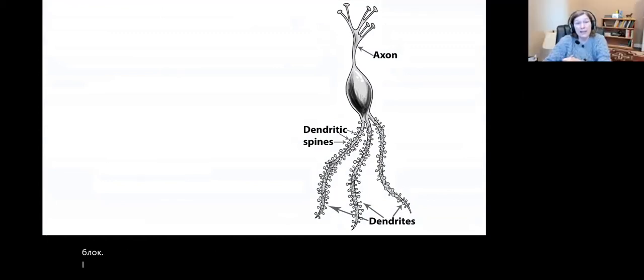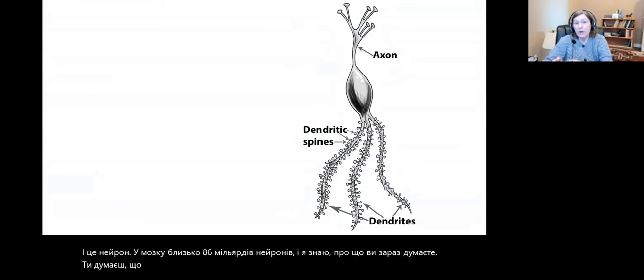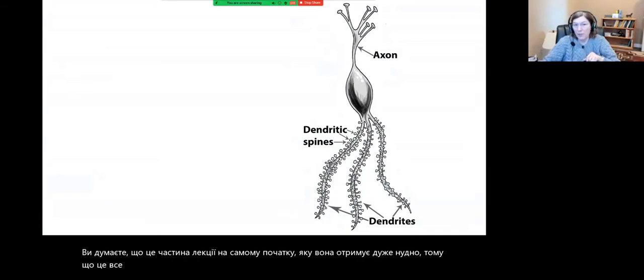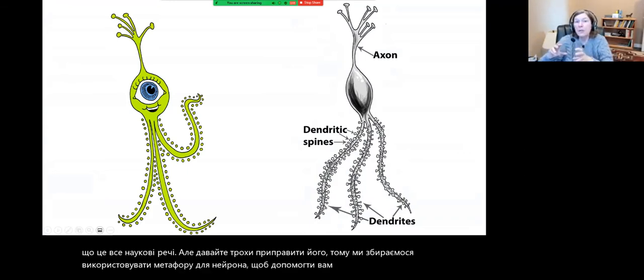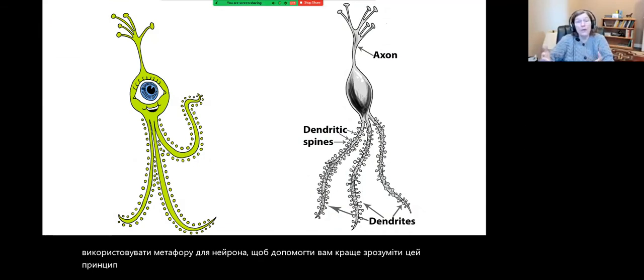There are about 86 billion neurons in the brain. And I know what you're thinking right now. You're thinking, this is the part of the lecture at the very beginning where she gets really boring because it's all scientific stuff. But let's spice it up a little bit. We're going to use a metaphor for a neuron to help you better understand this key building block of the brain. Our metaphor is that of a space alien.